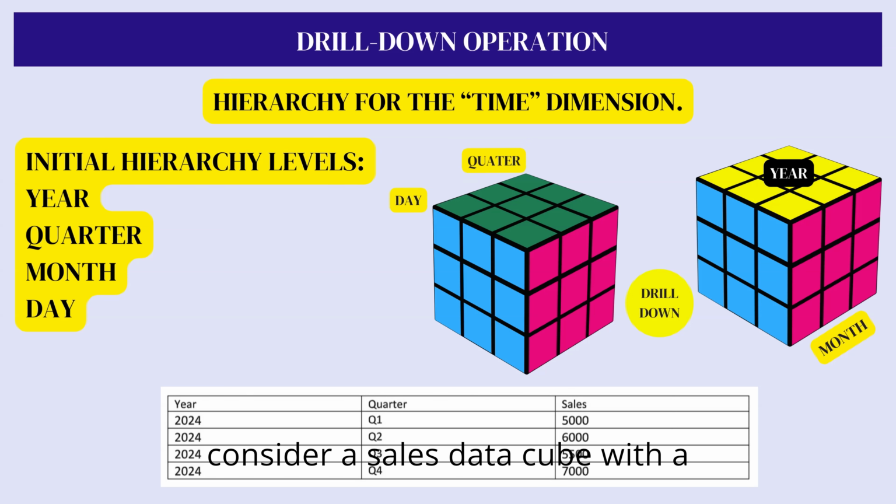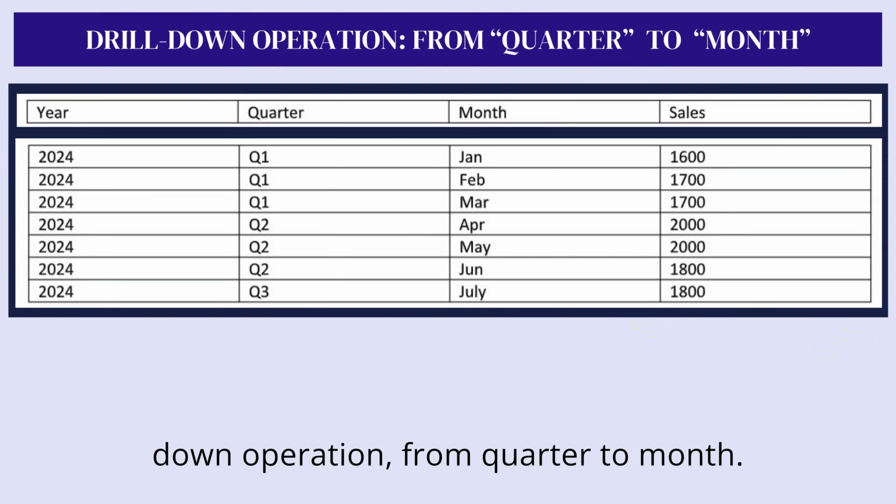Example, drill down operation. Let's consider a sales data cube with a hierarchy for the time dimension. Initial hierarchy levels: Year, Quarter, Month, Day. Initial data cube is shown. Drill down operation, from quarter to month.